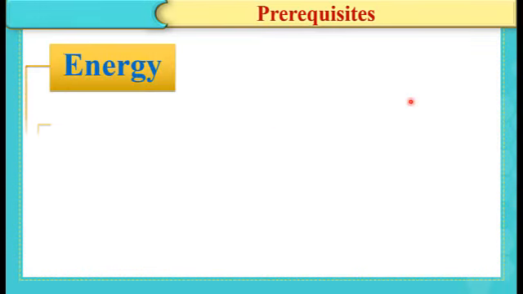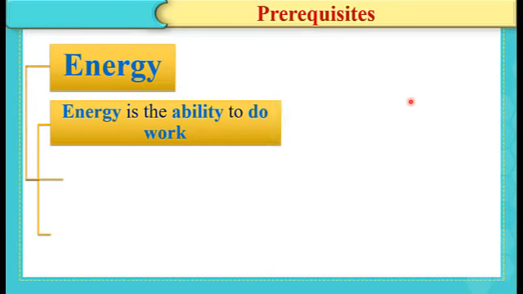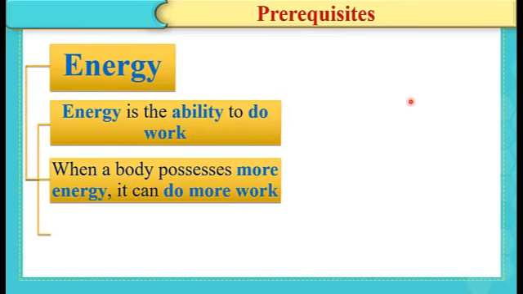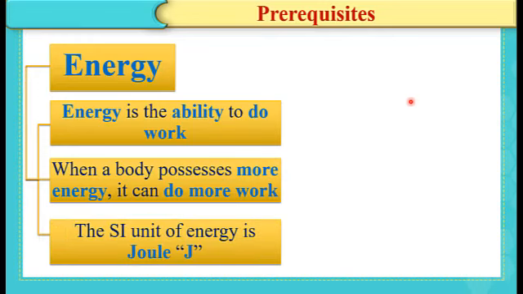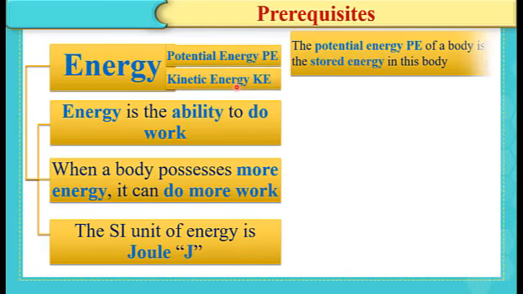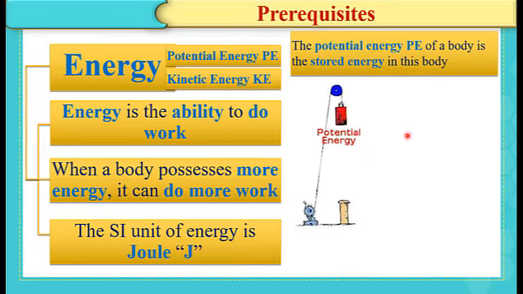We learned before that energy is the ability to do work. When a body possesses more energy, it can do more work, and its SI unit is joules. Energy could be potential or kinetic. Potential energy of a body is the stored energy in this body. This stored energy is based on the position, arrangement, or state of the body, like the red load here in this figure. The load possesses potential energy.